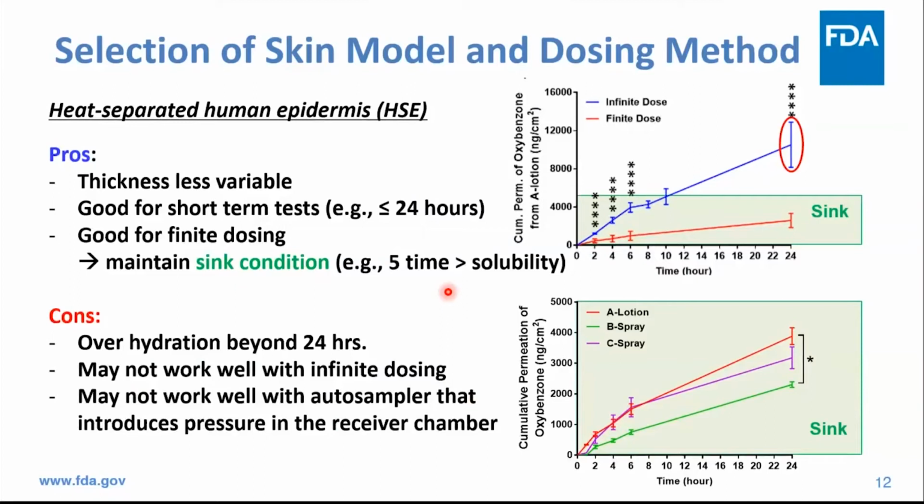Only 6 to 24 hours is required, so the skin integrity can be maintained without worrying about overhydration of the epidermis. If overhydration happens, we can see it clearly from the cumulative permeation curve, as a sudden change in slope will be observed. In addition, we observed that infinite dosing may not be compatible with the HSE model.